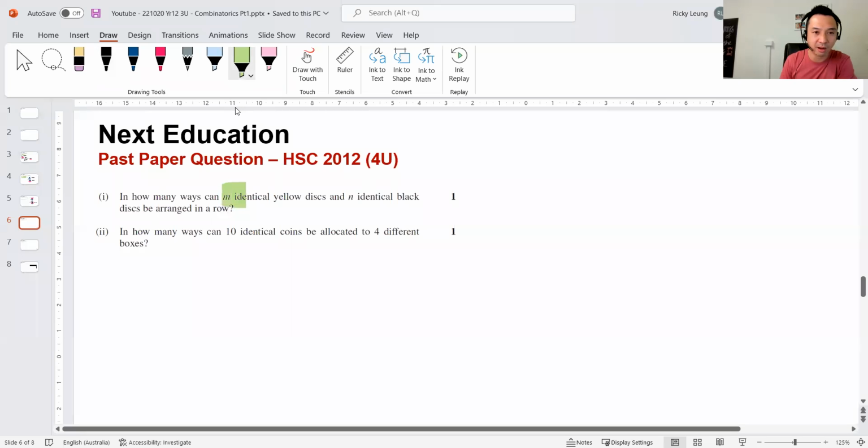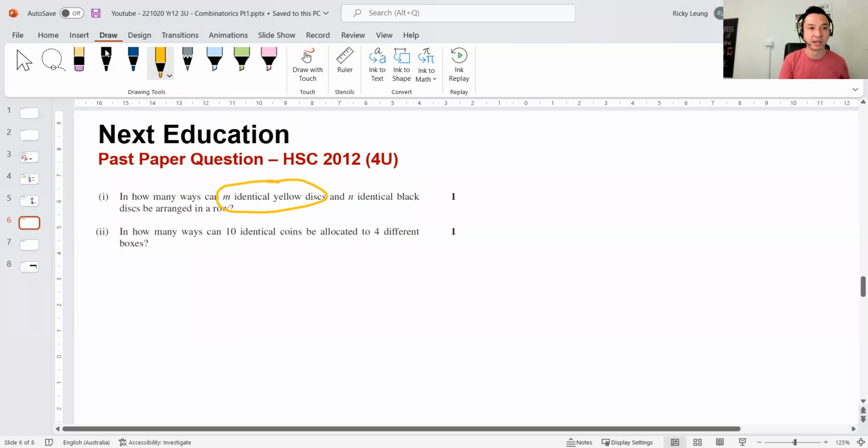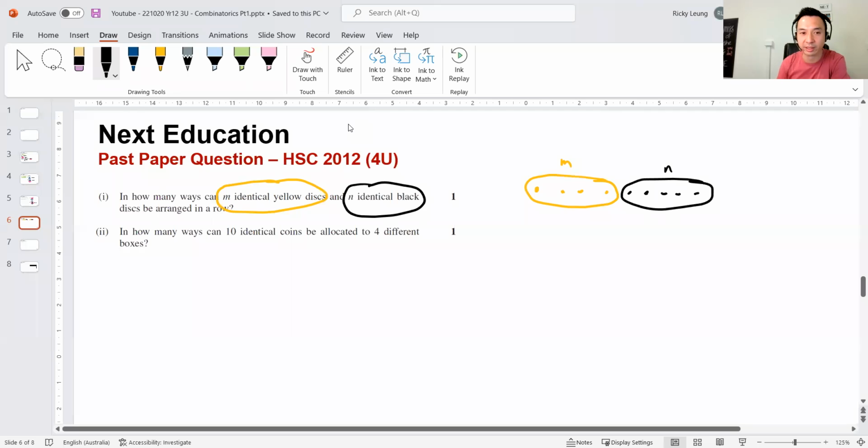In how many ways can M identical yellow discs and N black discs be arranged in a row? So maybe I will use the correct coloring. I've got M yellow discs and N black discs. How many can they be arranged in a row? Now, obviously, together, that is M plus N, and they're identical. Perfect. So for part 1, it's as simple as M plus N factorial divided by the repeats.